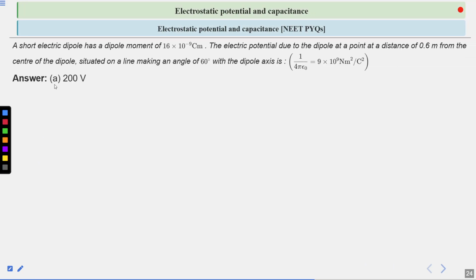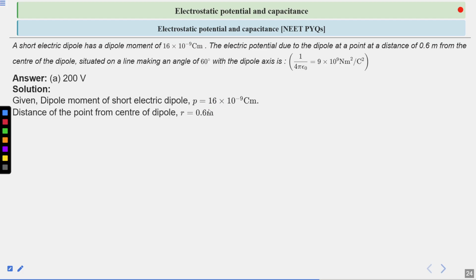So the correct option is A, 200 volt. Solution: the dipole moment for a short dipole is P equal to 16 into 10 to the power minus 9 coulomb meter. The distance of the point from the center of the dipole is R equal to 0.6 meter. Electric potential at a point due to a short dipole is given by V equal to K P cos theta by R square.